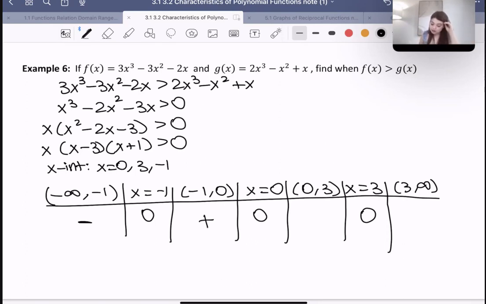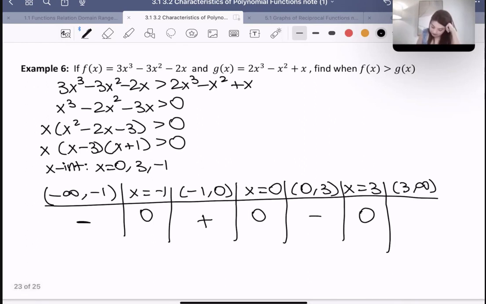Then what about from 0 to 3? Let's choose something like 1. We'd have 1 times 1 minus 3, which is negative 2. So positive times negative times 1 plus 1, which is 2, a positive again, so we would have negative. And then from 3 to infinity, it's going to be positive. If I put something like 4 here, we're just going to get 4 times 1 times 5, positive, positive, positive, which is positive.